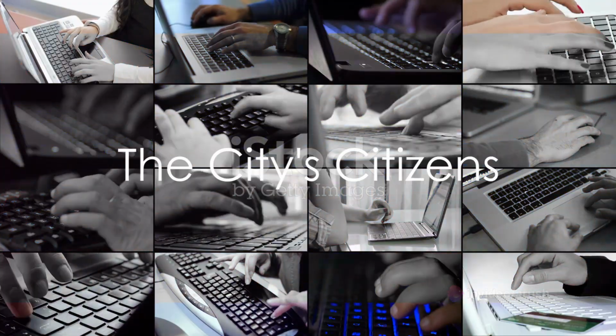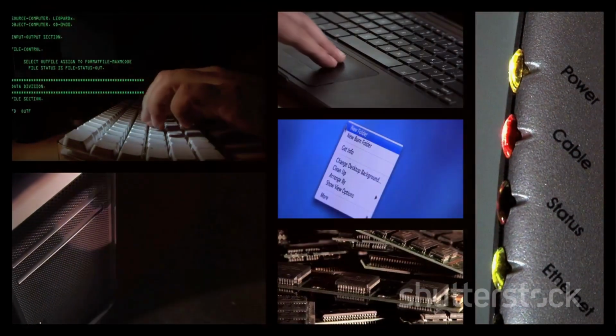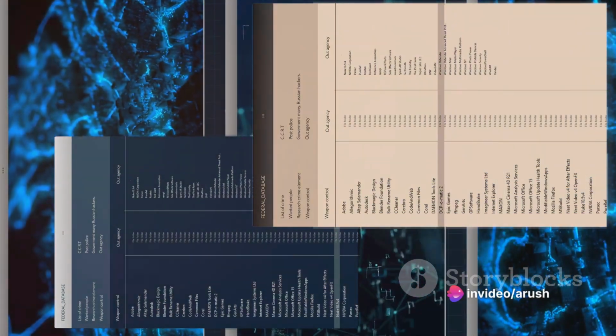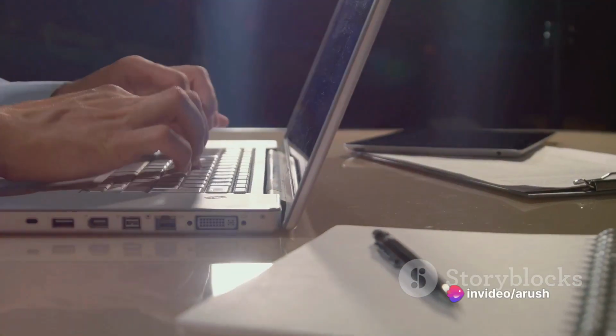And what's a city without its citizens? In our computer city, these are the various software programs. They range from the operating system, which is like the city's constitution, establishing the rules and how things operate, to applications like word processors and games, which are like the city's businesses and recreational facilities.